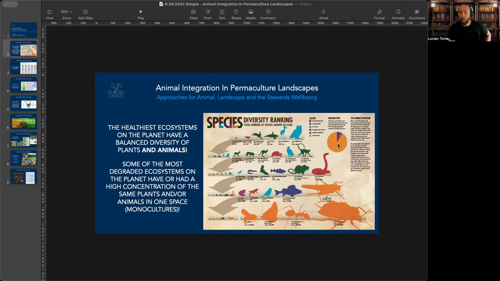Well, three concepts. One, that the healthiest ecosystems on the planet have a balanced diversity of plants and animals. What does that mean? Well, that means that the more types of animals and plants in a good balance, they are creating the health of that ecosystem. And ecosystems that have a reduced number or only one species in one space, these are the most degraded ecosystems. So how could that look like?